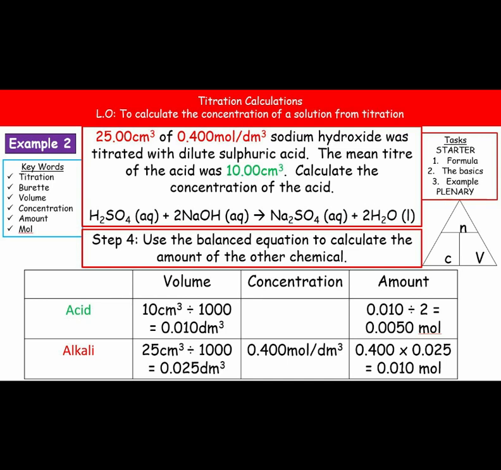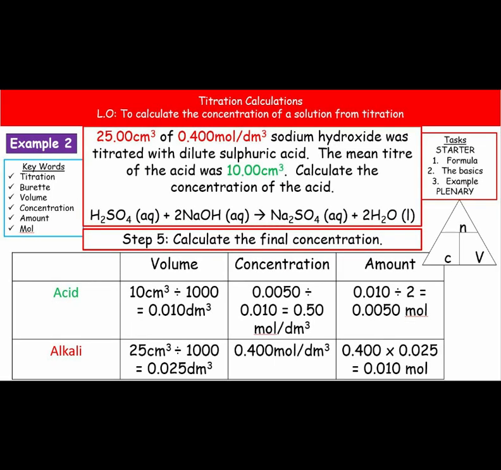So if we've got 0.01 moles of alkali, we need to divide that by 2 to get the amount for our acid. So 0.01 divided by 2 gives us 0.005 moles of our acid, and we fill that in to the amount column for the acid on our table. Because we've only got that one box left for the concentration of the acid, that shows us we need to work that bit out now.